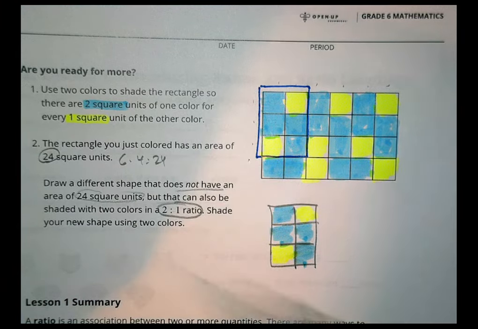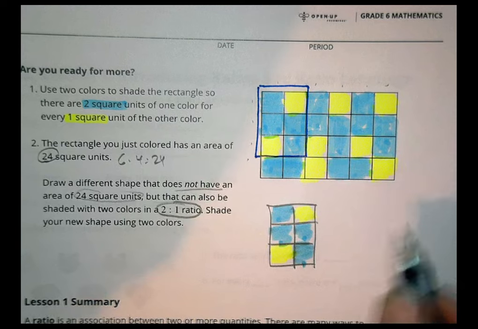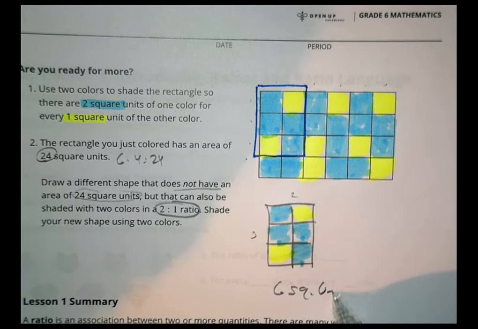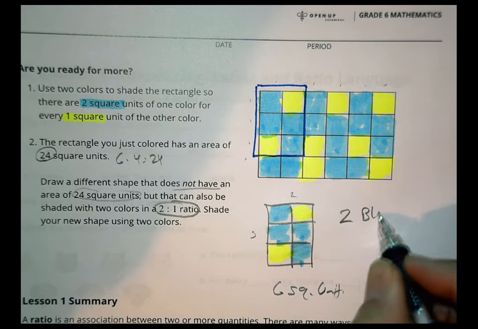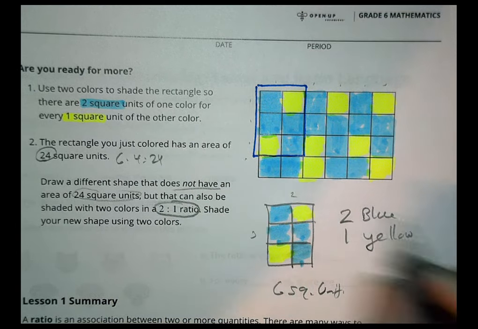Now, the deal here though is it doesn't have to be an area of 24 square units. This has an area of 2 by 3, an area of 6 square units, but it still has the same ratio. It's still 2 blues for every 1 yellow. You see how that works there? So I have 2 blues, 1 yellow.